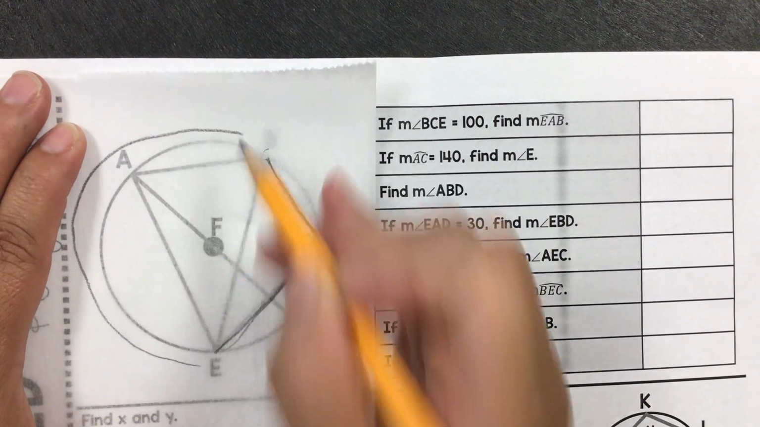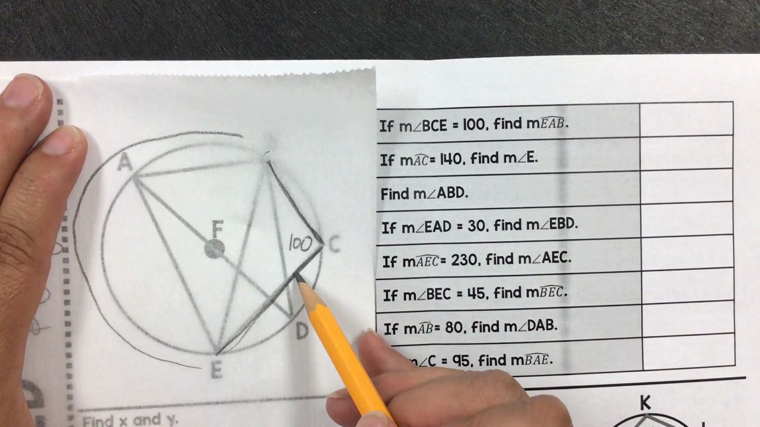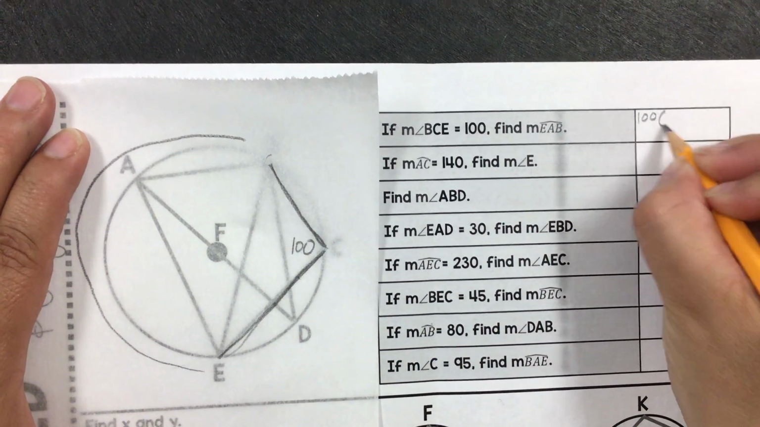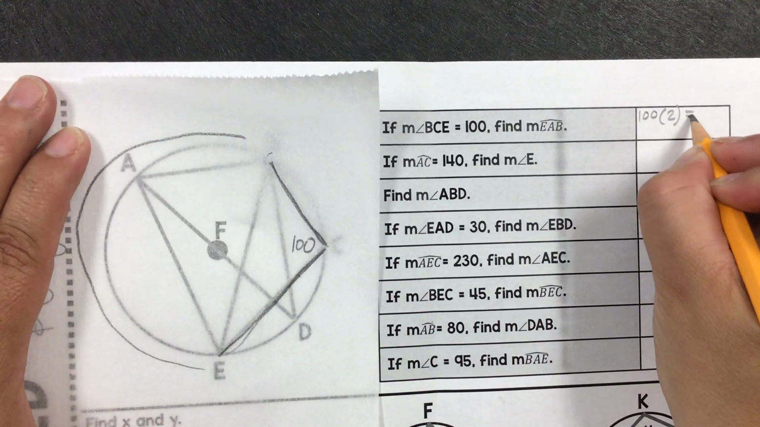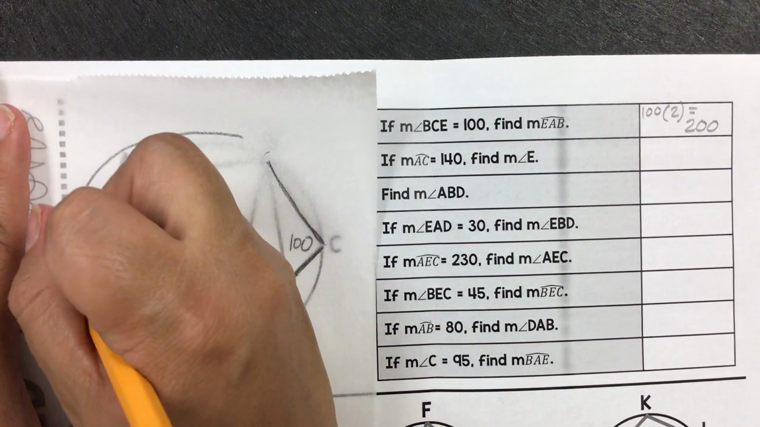EAB would be this arc. As you can tell, it's the arc that is created by this angle. So we're going to multiply by 2. 100 times 2 is equal to the measure of 200. So this arc right here equals 200.